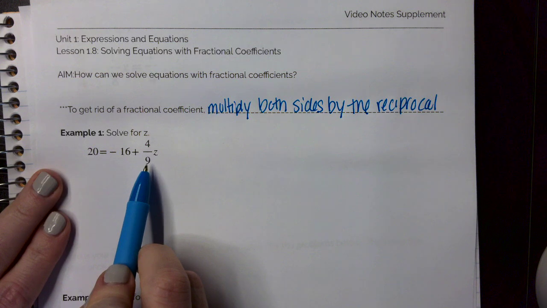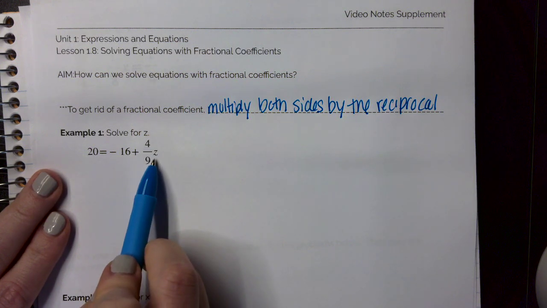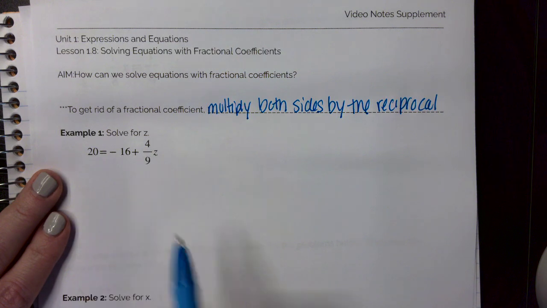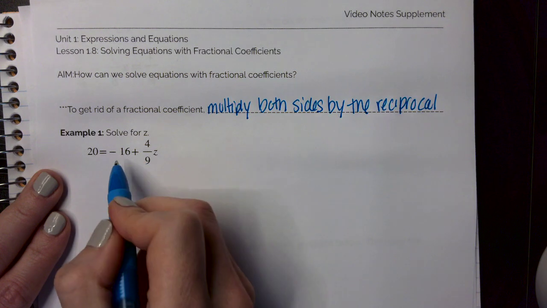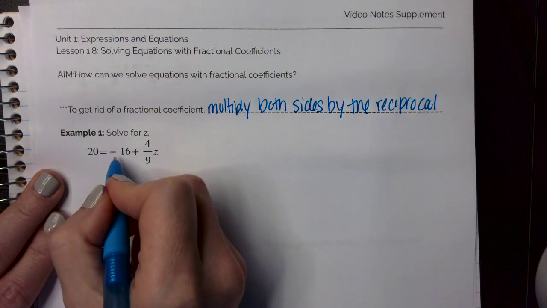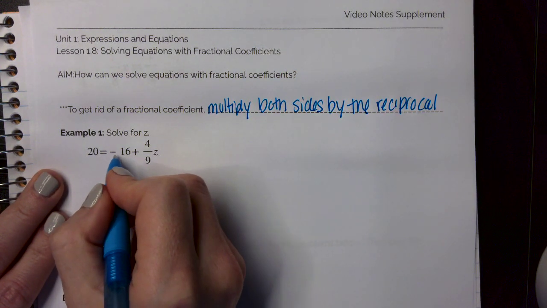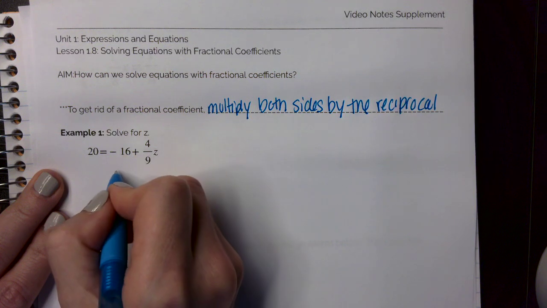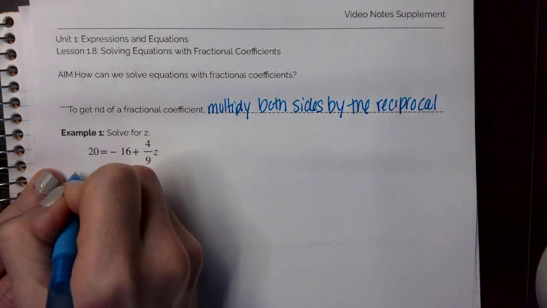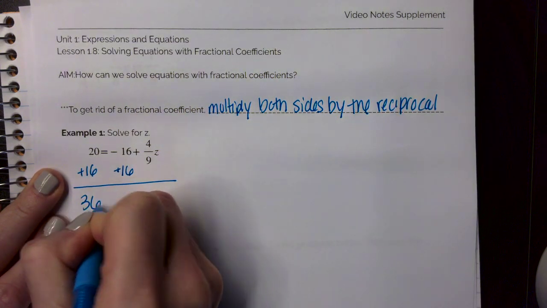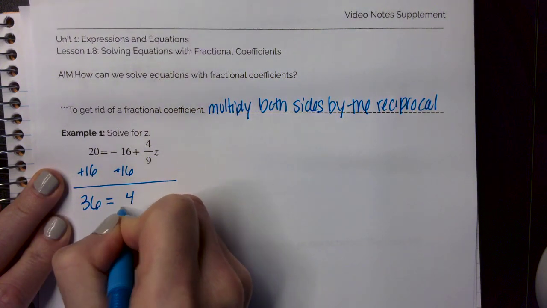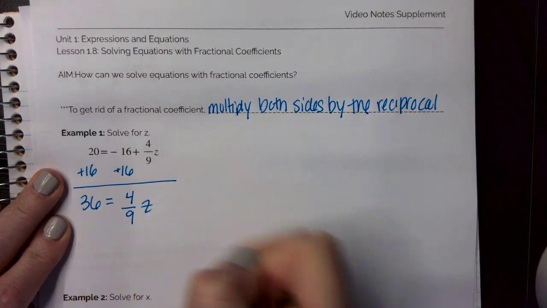Here we are with an equation that has a fractional coefficient. That means the number in front of the variable that we're trying to solve is a fraction. Same steps, we want to isolate the variable, so let's do inverse operations here. So we want to get rid of this negative 16, I'm going to add 16 to both sides. 36 equals 4/9 z.